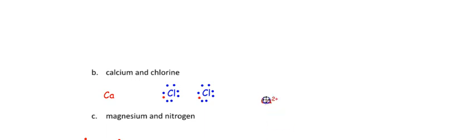So what have I created? I've created a calcium 2+, and I have 2 chloride minuses. So what's my formula? I have 1 calcium and 2 chlorines. So what about the next one? I have magnesium and nitrogen. So let's check this one out.